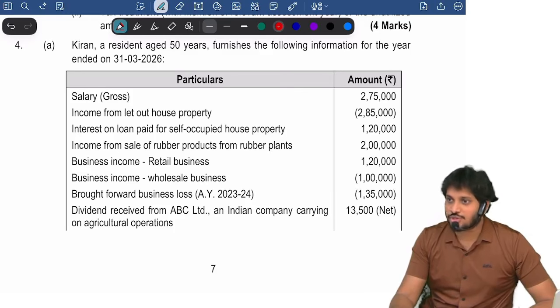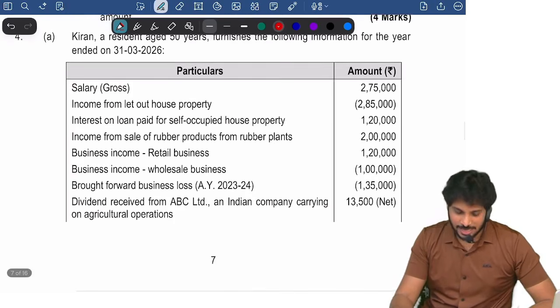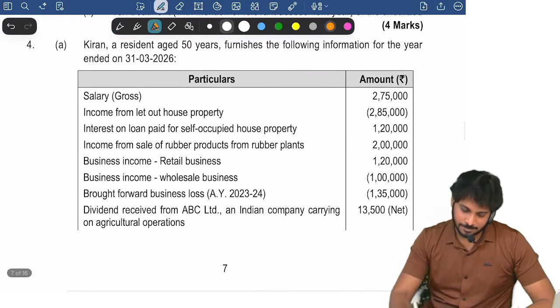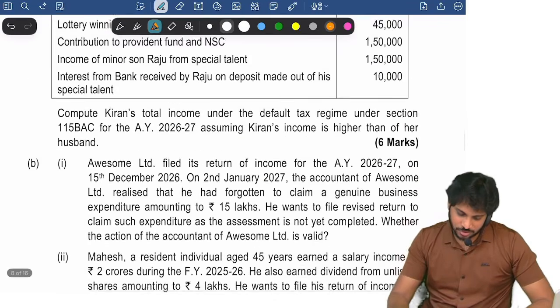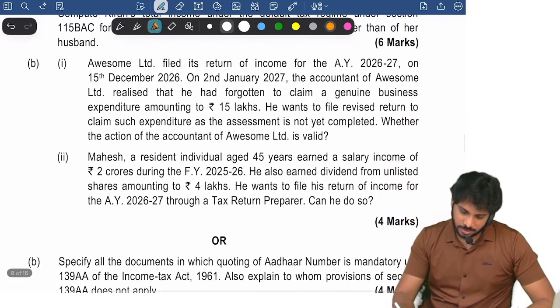Now we are solving the choice question. Yes or no? Next. Set off and carry forward question only. Okay, fine. I'll solve B. Okay. Then I'll go to that.